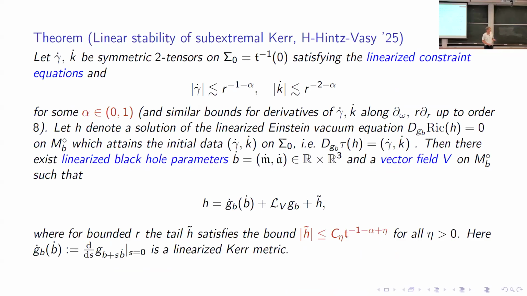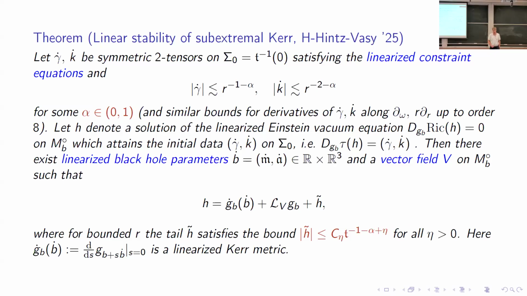And then let H be a solution of the linearized Einstein equations with this data. And then what the theorem says is that there are linearized black hole parameters and a vector field such that the solution is a linearized Kerr plus a Lie derivative of Kerr with respect to this vector field. So this is a pure gauge solution, plus something which is decaying like t to the -1 minus alpha plus some small error.